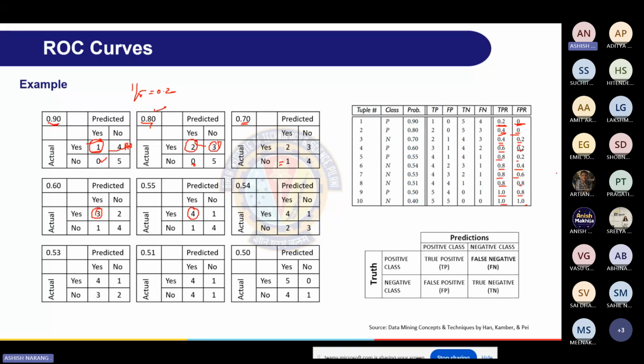If I have to ask you to choose one point, the best point, which particular point will you choose out of these tuples? Like if I say 1 2 3 4 5 6 7 8 9 10, which particular point will you choose? I'm saying, okay, let me give you a hint: the true positive rate should be high and the false positive rate should be low.